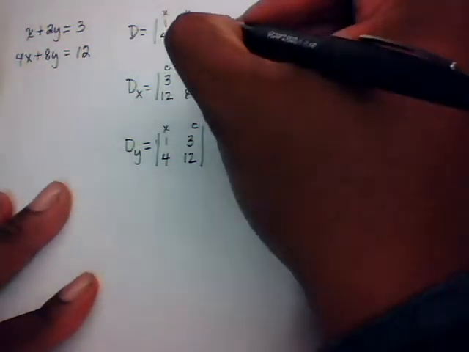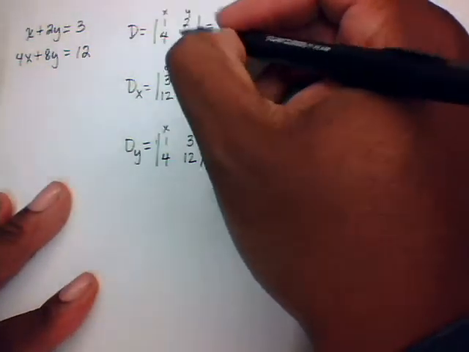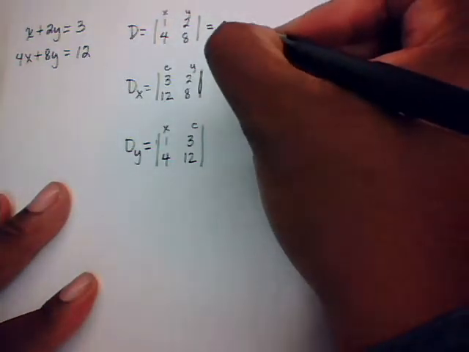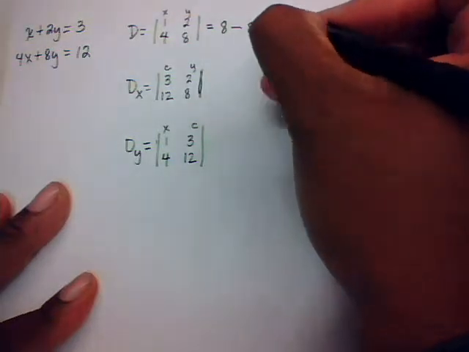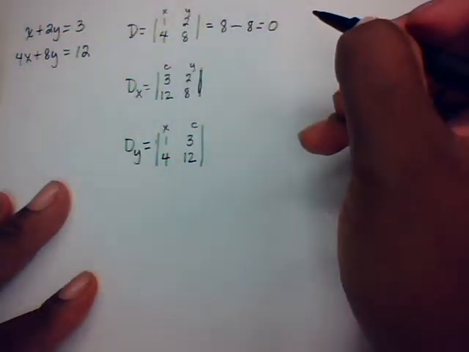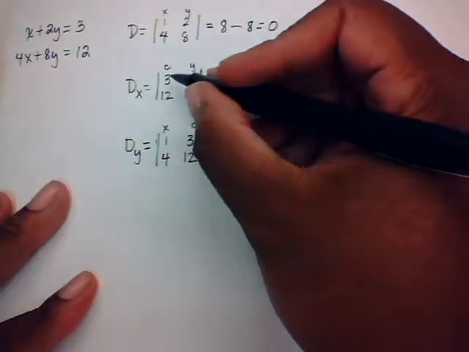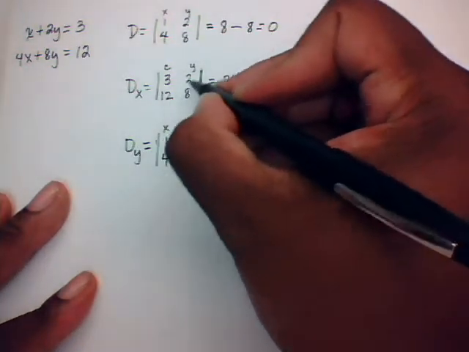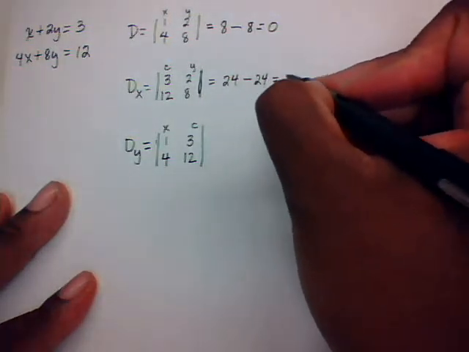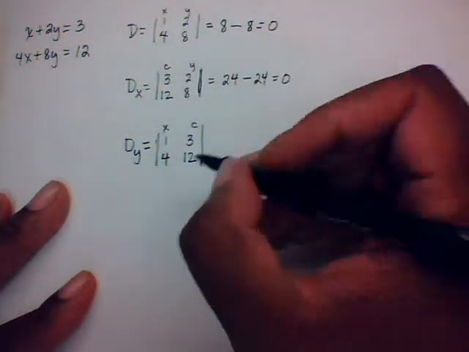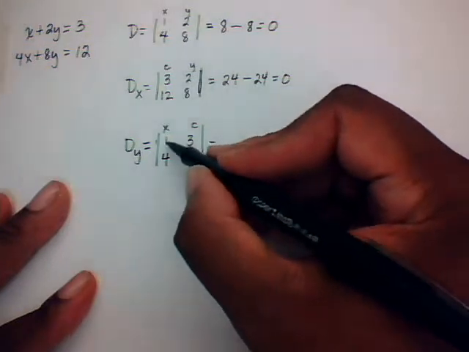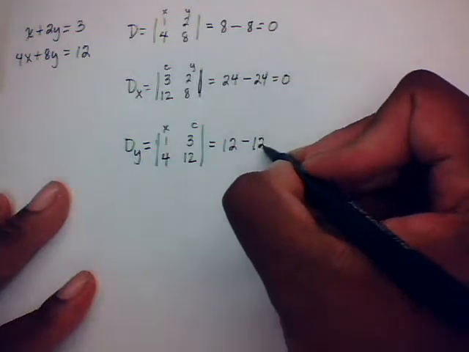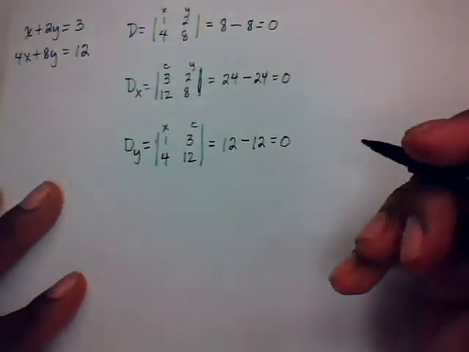And then we find the determinants for each one of those. So for d, 1 times 8, that's 8, minus 4 times 2, that's 8. So 8 minus 8, that's 0. D sub x, 3 times 8, that's 24, minus 12 times 2, that's 24. 24 minus 24 is 0. And then d sub y, 1 times 12, that's 12, minus 4 times 3, that's 12. So 12 minus 12 is 0.